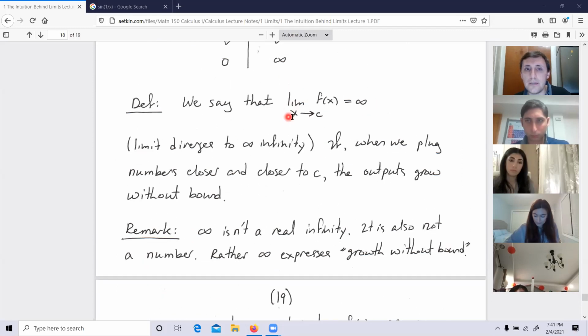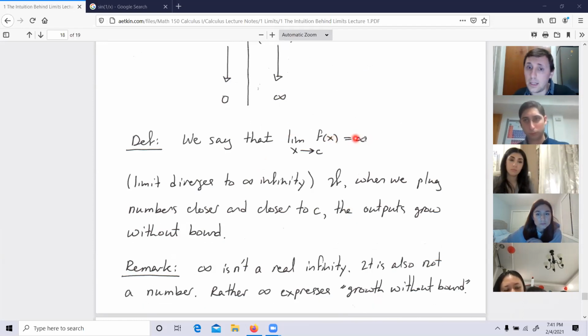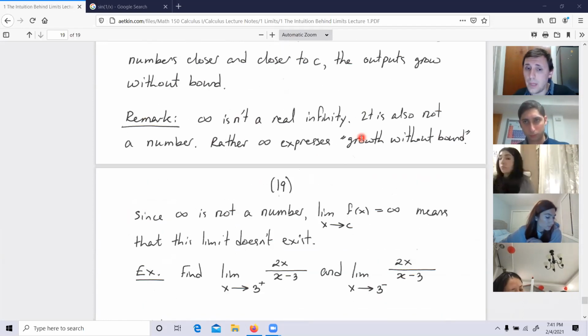So we say that if the limit as x goes to c of f(x) is infinity, this limit does not exist. It's called a divergent limit. Why? Because a limit is a particular number. All you're seeing here is that the numbers are just bigger and bigger and bigger, so there is no approaching anything specific. In the context of calculus, this is not a point you approach. So it's a non-existent limit. And another thing, it's not a real infinity.